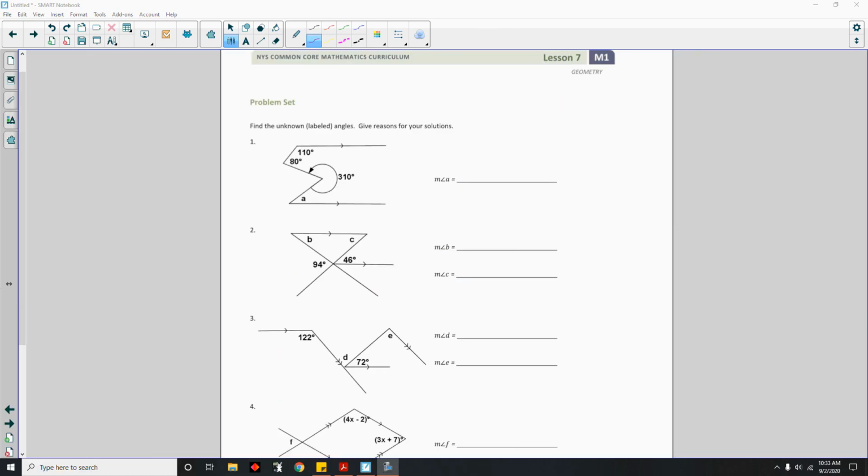Page 5 brings us to the end of lesson 7. Go to your problem set.